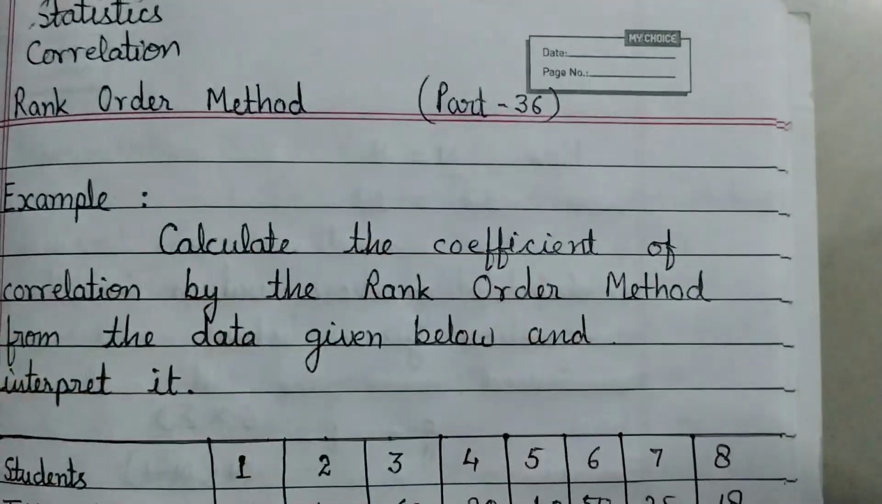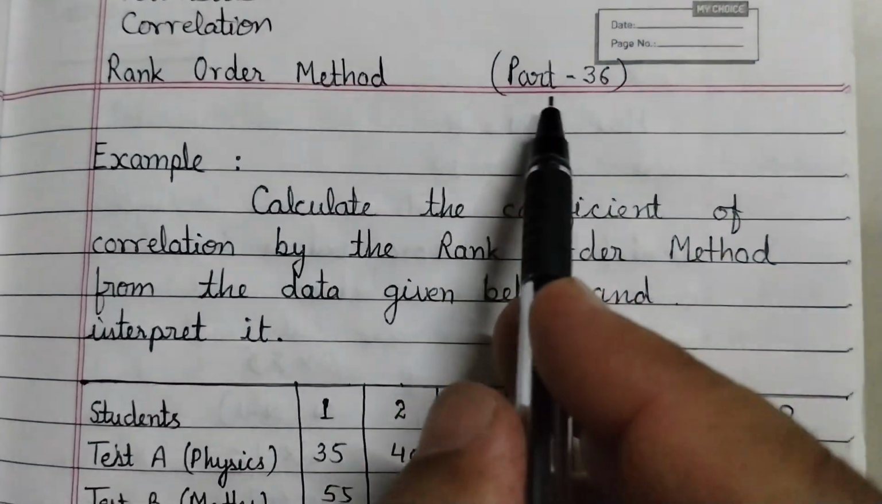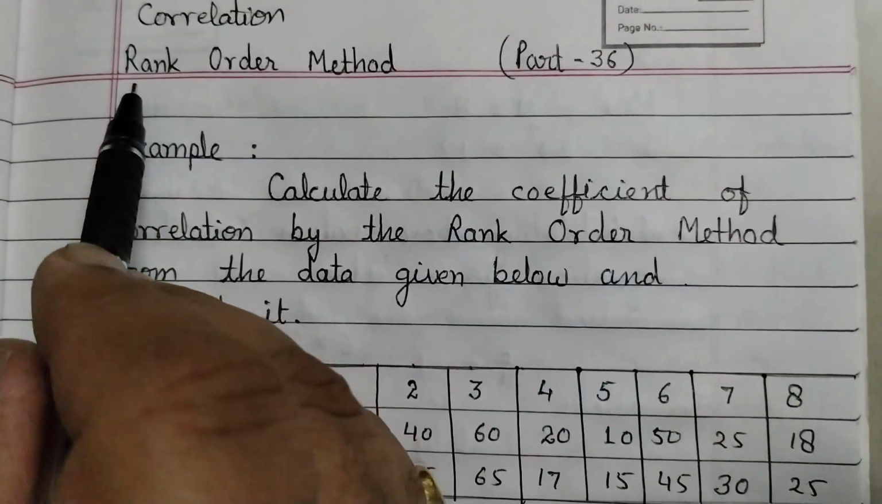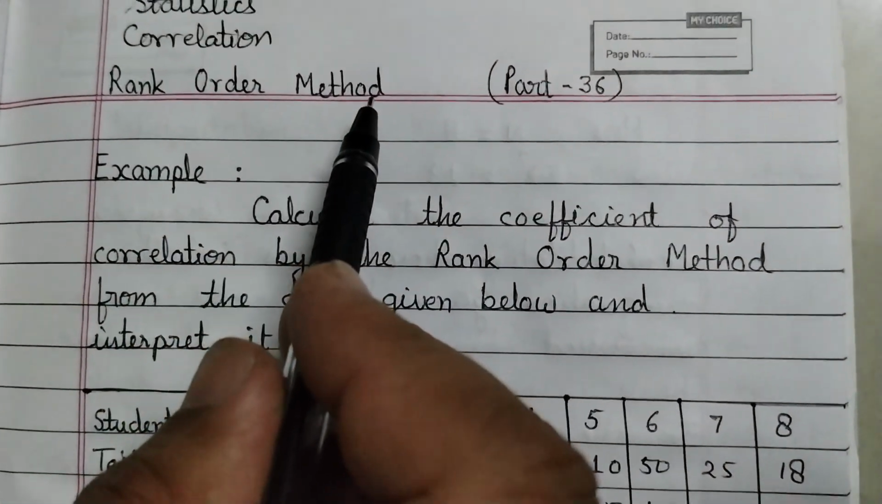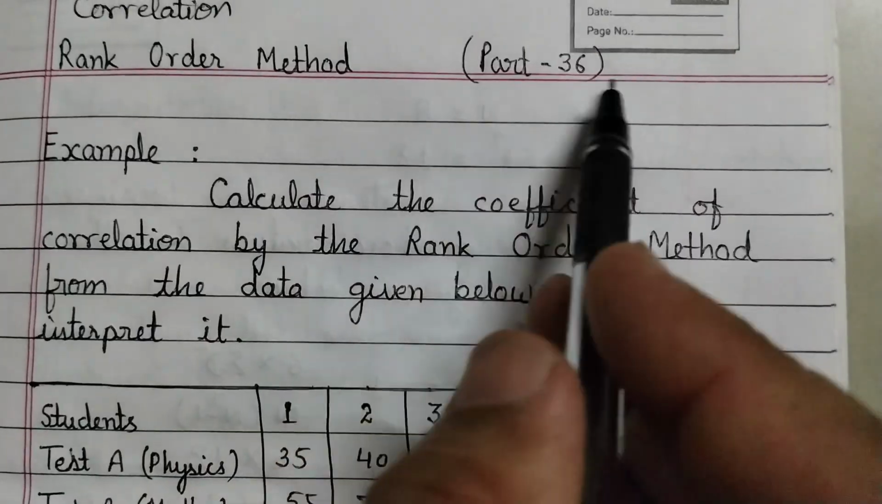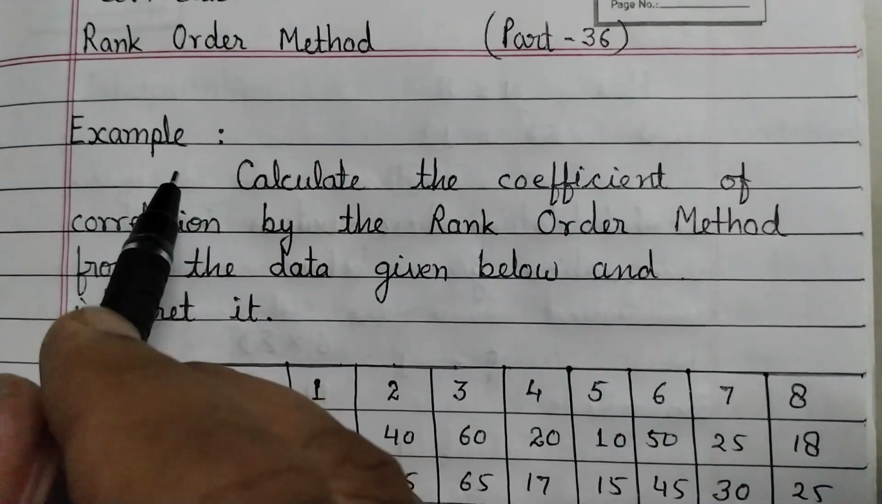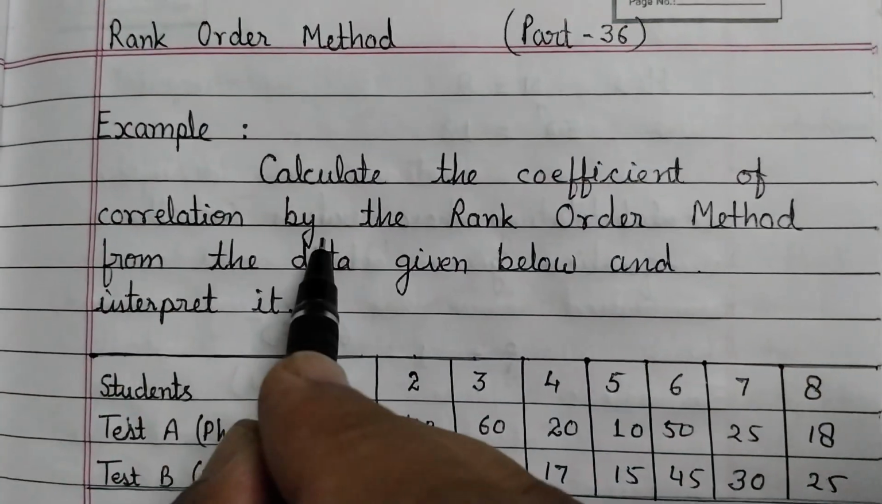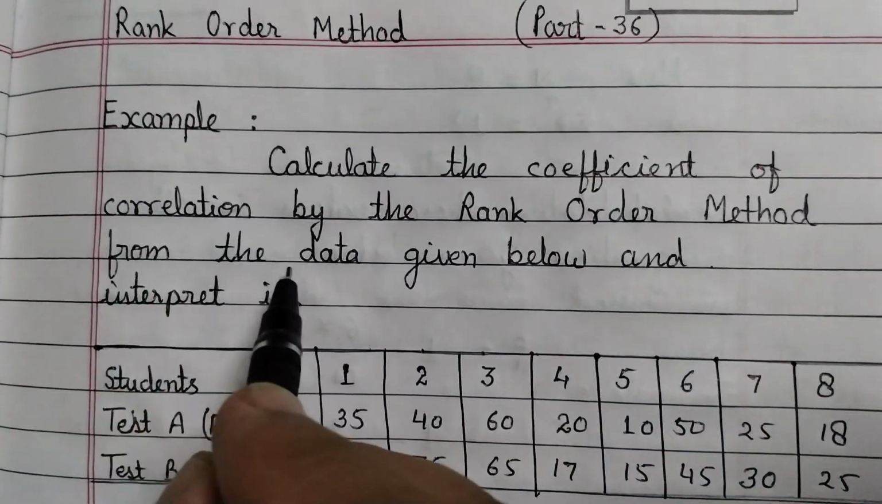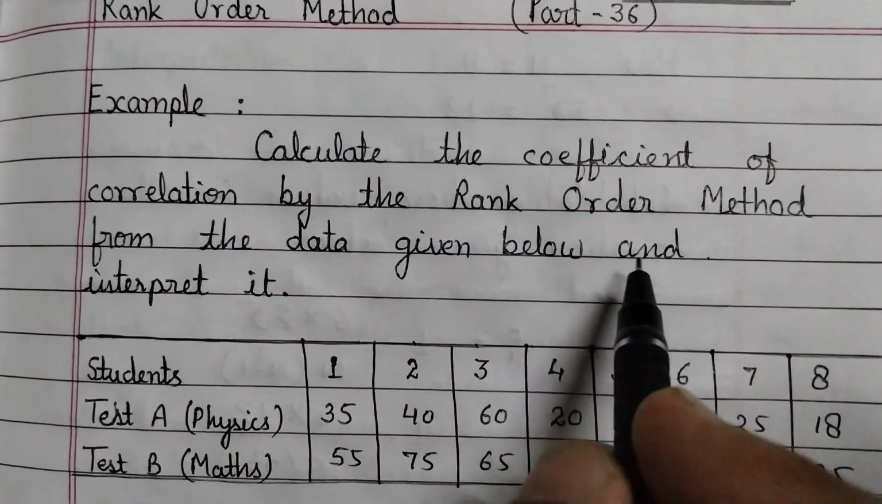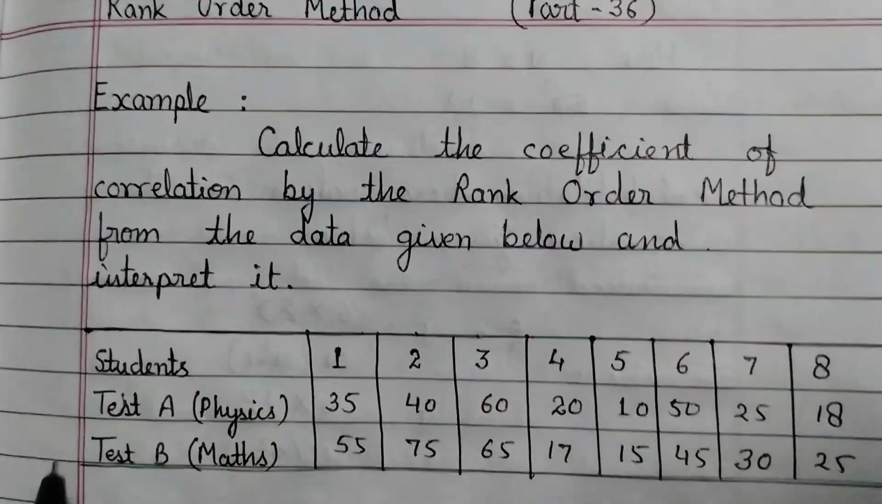Rank order method, part 36. In part 35, I covered the theoretical part of the rank order method. Now in this part, I have taken an example. Calculate the coefficient of correlation by the rank order method from the data given below and interpret the result obtained.